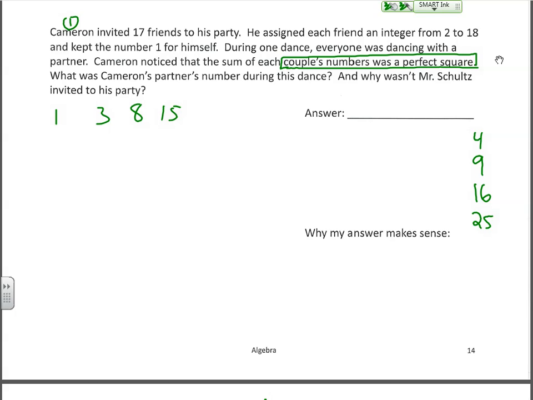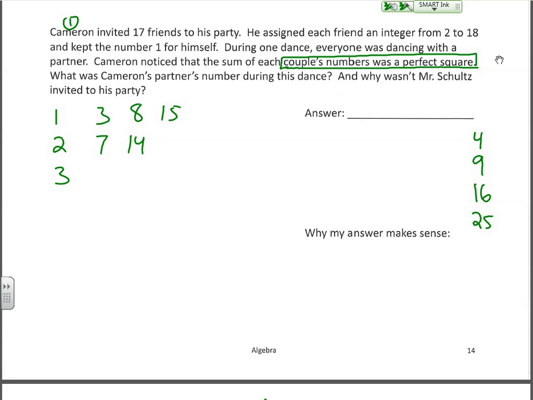So then we went to person number 2. 2 can't make a 4 because 2 plus 2, that'd be dancing with him or herself, and that doesn't work out. But 2 plus 7 equals 9, so it could be dancing with person 7, or it could be dancing with person number 14, 2 plus 14 being 16. Again, we're not going to make it to 25, so for person number 2, we are done.